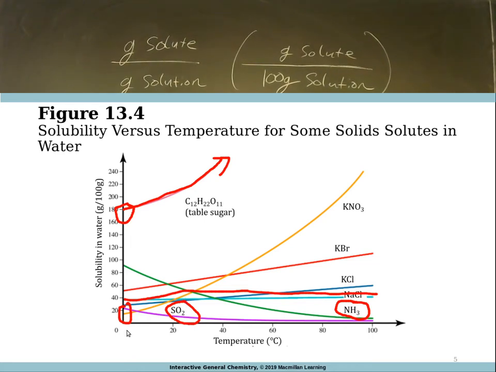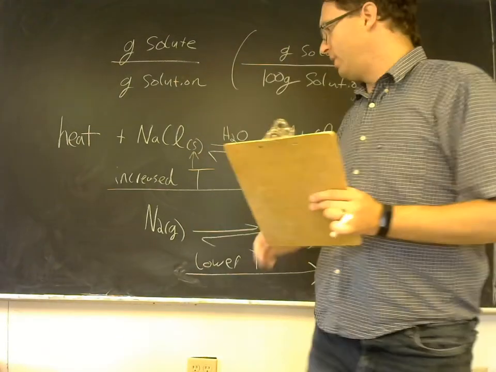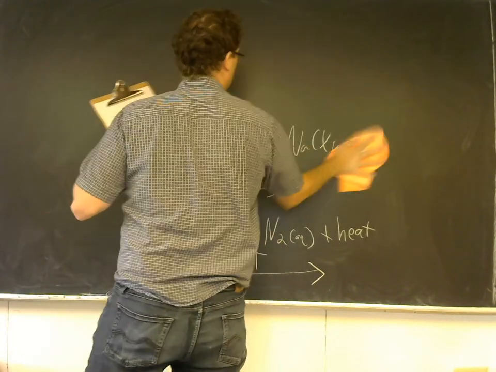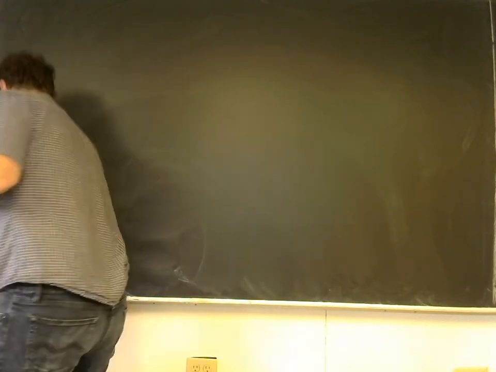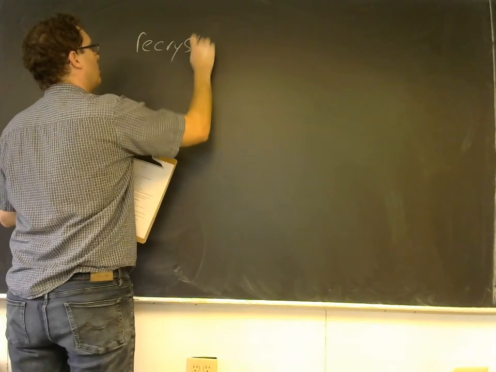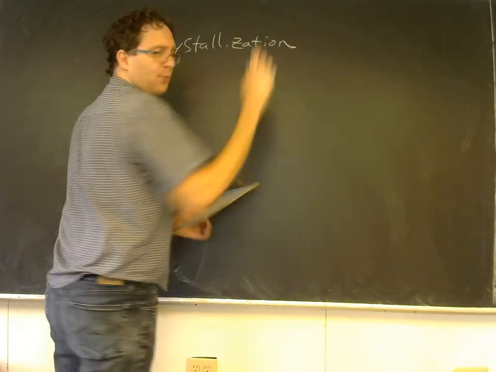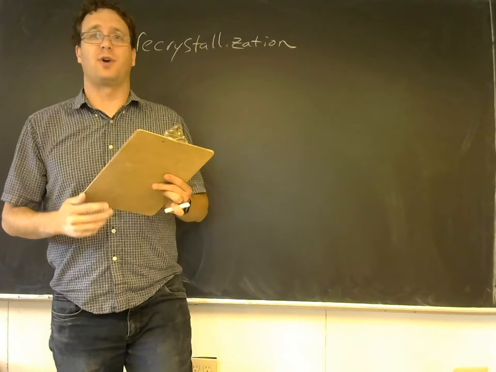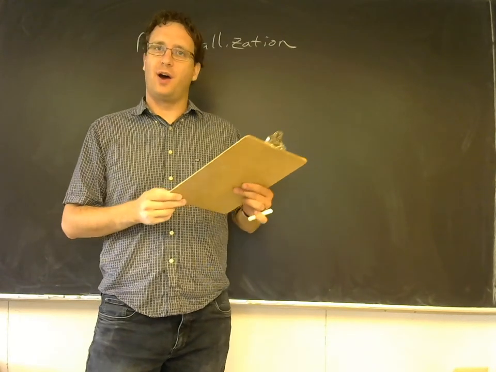Okay, so we can take advantage of solubility to do all sorts of clever things. So one process is recrystallization. And when you do organic chemistry lab, you'll go through this process frequently. Recrystallization is a way to purify the product of a chemical reaction.